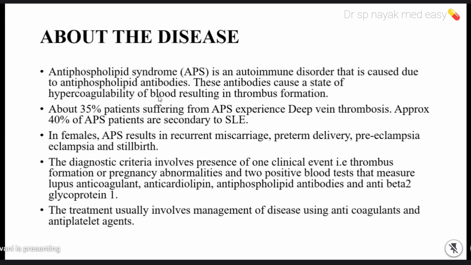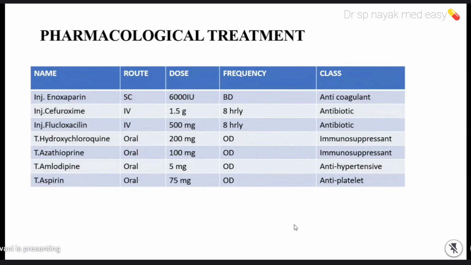The pharmacological treatment provided to this patient involved injection enoxaparin, subcutaneous route, 6,000 international units twice a day; injection cefuroxime, a cephalosporin antibiotic, 1.5 gram IV 8 hourly; injection flucloxacillin, also known as floxacillin, which is a penicillin antibiotic, IV 500 mg 8 hourly. Tablet hydroxychloroquine and tablet azathioprine were continued from his previous medication for SLE.